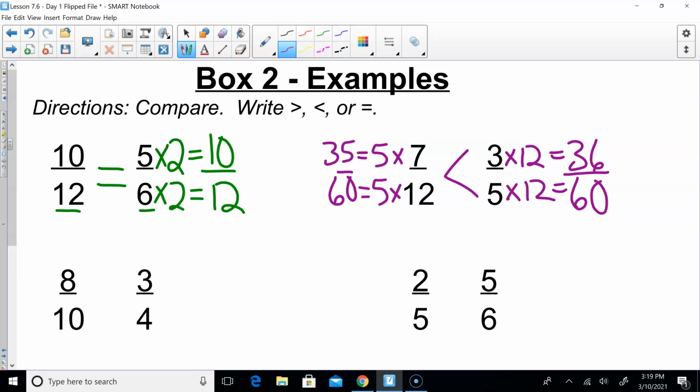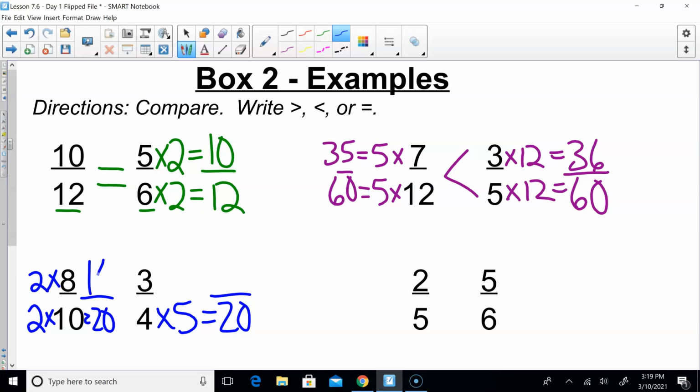Our next one, we have 8 tenths and 3/4. Can we think of a number that they might have close? Well, 10, 20. Ooh, 20. I know 4 can get to 20. So let's find one that's not all the way besides multiplying 4 times 10. We're going to actually multiply it by 2 this time. And we're going to multiply this side by 5. Why am I doing that? Because 2 times 10 equals 20. And 4 times 5 equals 20 as well. That's the common denominator.